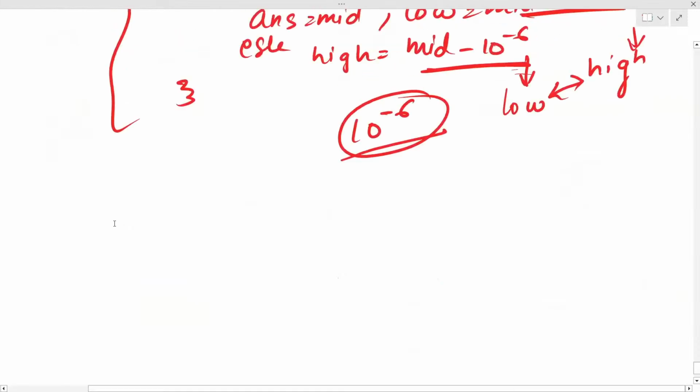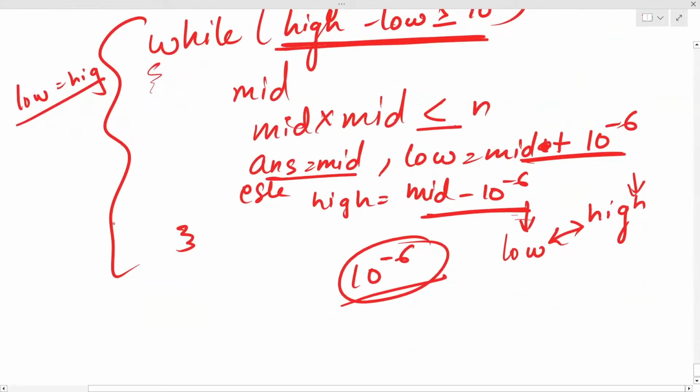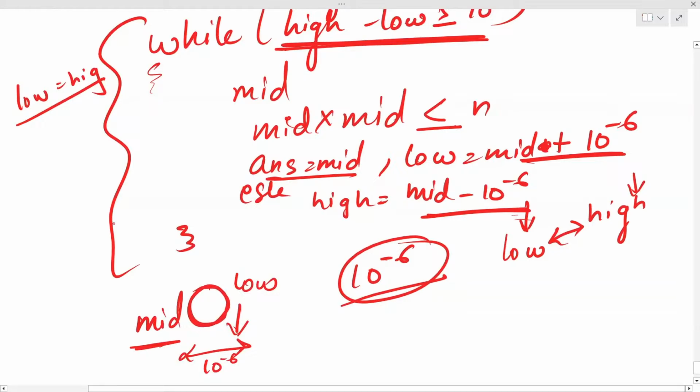If here I've already said that my answer is mid, right? So there is no point in checking. See, my answer is mid, and I'm giving my low something which is mid plus 10 to the power minus 6. So there is no point in checking in this range anymore, because if the answer was actually in this range, then this will also work, because the error which is allowed is 10 to the power minus 6.